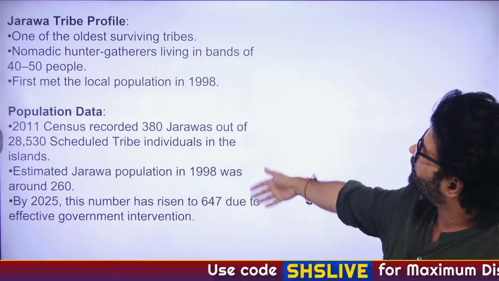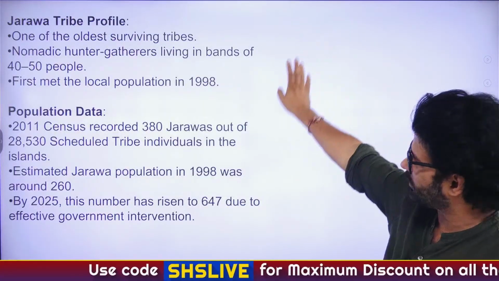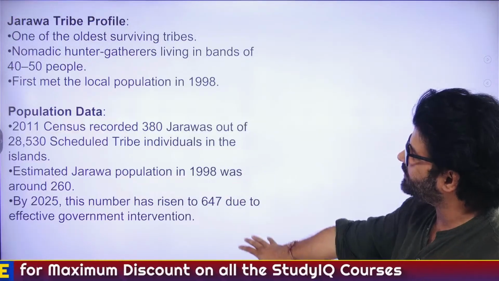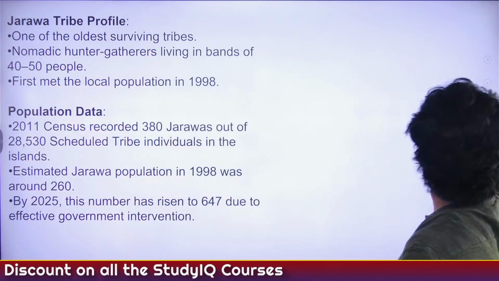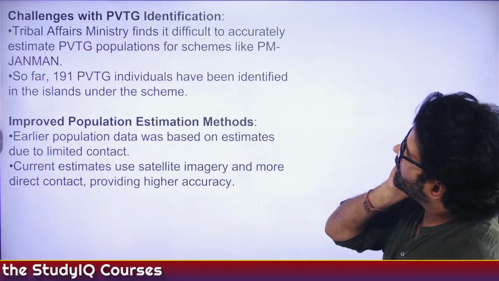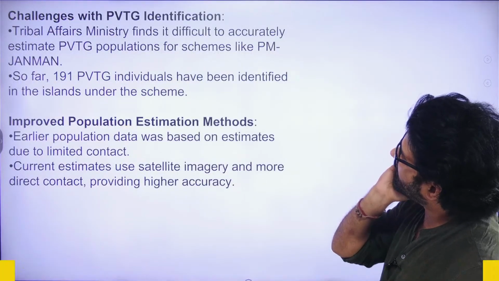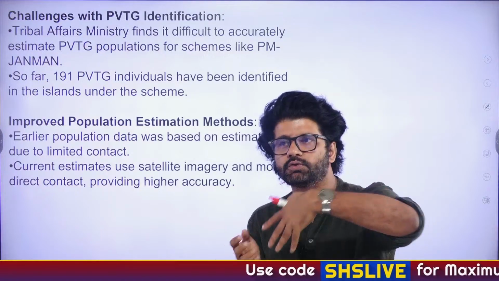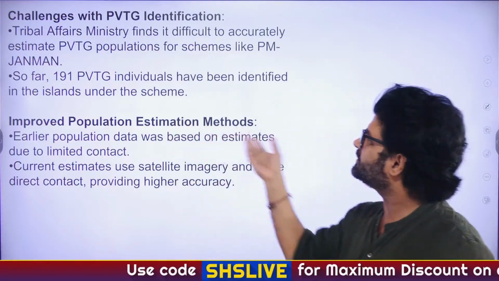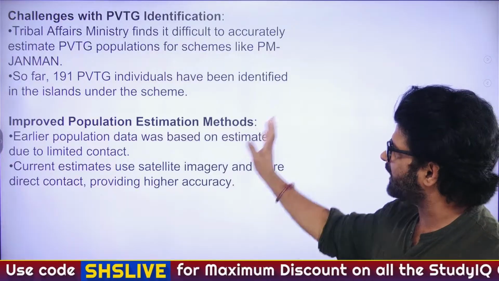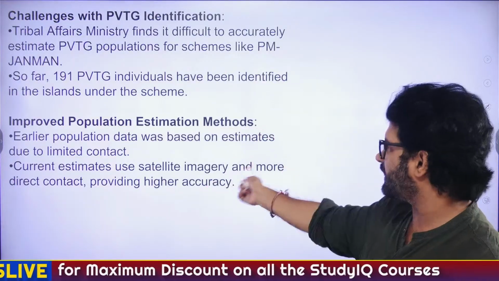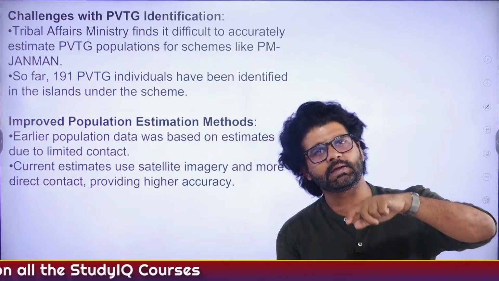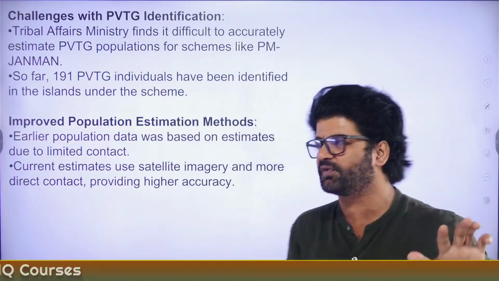So Jarawa tribe profile, one of the oldest surviving tribes. You can read these things, population data. Slowly and gradually the numbers are increasing of Jarawa tribe, which is actually a good thing. Cool. Now, challenges with PVTG identification. We cannot count their population easily because we cannot go there, as they live in those hinterland areas. But satellite surveys and all those things are helping matters. That's what this particular slide is telling you. Satellite imagery, more direct contact, providing higher accuracy. But direct contact comes with its own set of challenges, as we have discussed.